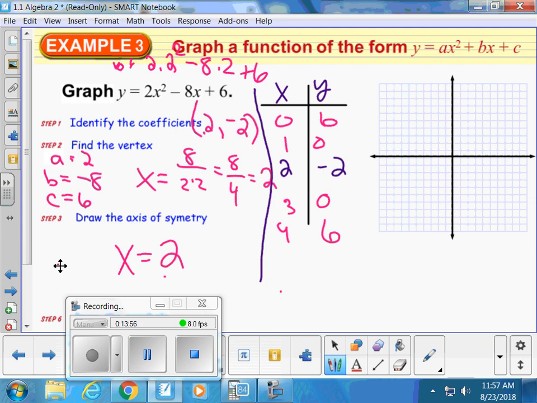So you can have some coordinates. It's like 0, 6. I can go to that coordinate. 1, 2, 3, 4, 5, 6. 1, 0. I can go to that coordinate. 2, -2. 3, 0. And you're starting to see that symmetry. Those two are symmetric. And 4, 6. Those two are symmetric. You make your really pretty sketch. And you can draw your axis of symmetry down through that vertex.